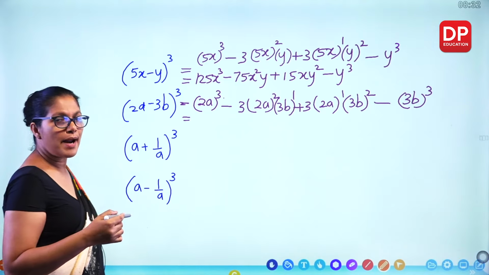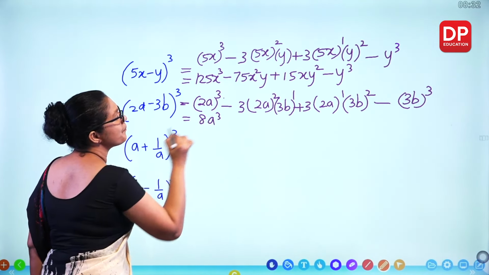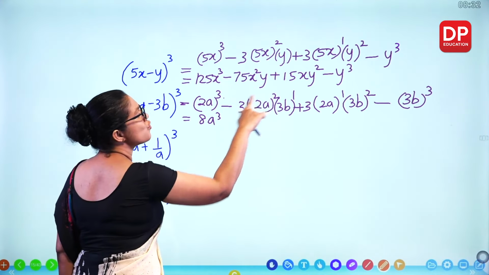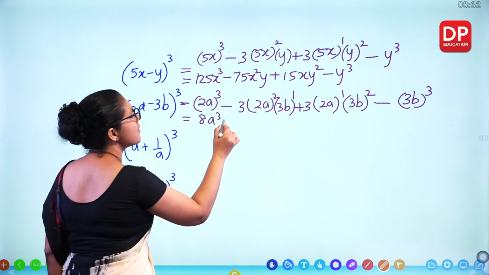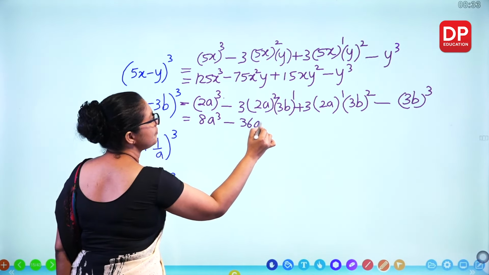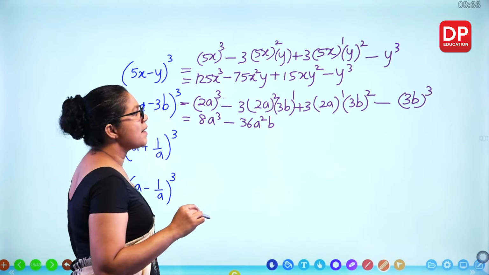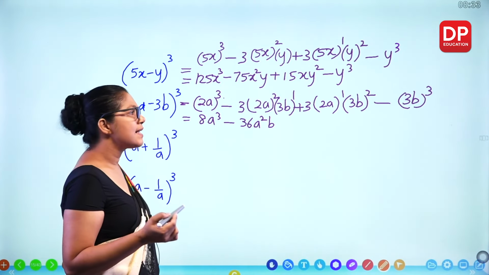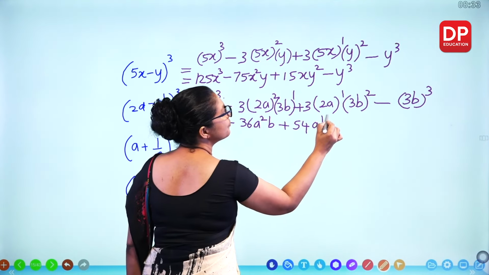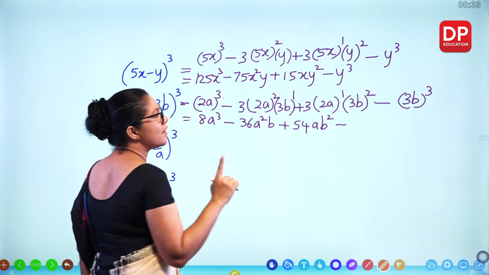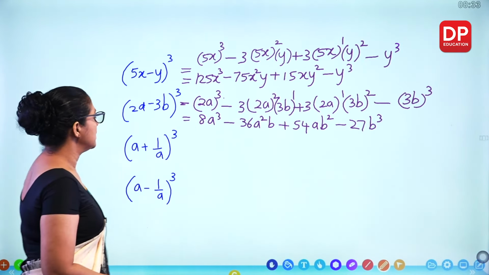Now expand brackets. 2 times 2 times 2, 8a cube. What about this one? 2 times 2, 4. 4 times 3, 12. 12 times 3, 36. This one, 3 times 3, 9. 9 times 3, 27. 27 times 2, 54. And the last term, 3 to the power 3. You get 27b cube.